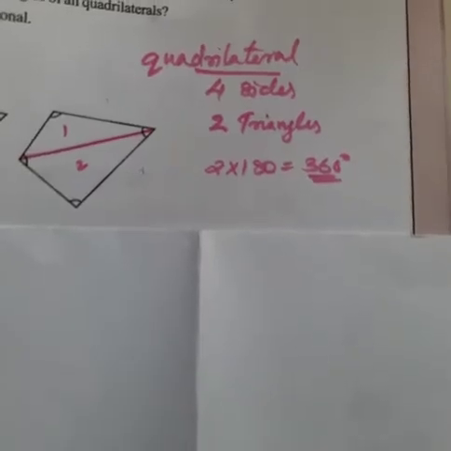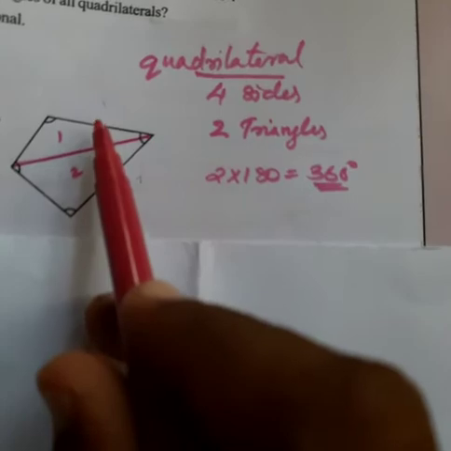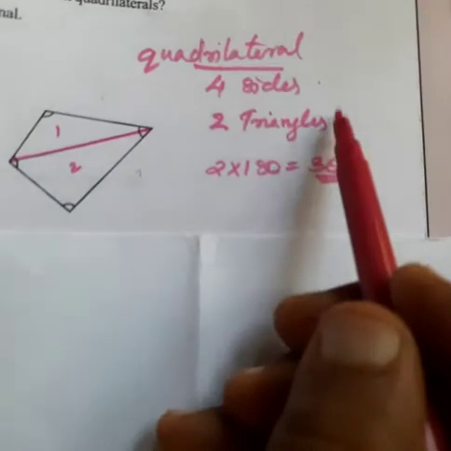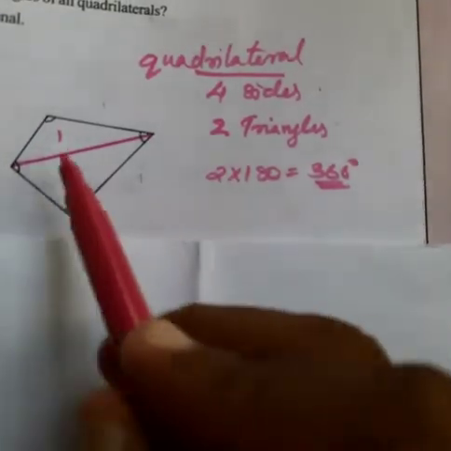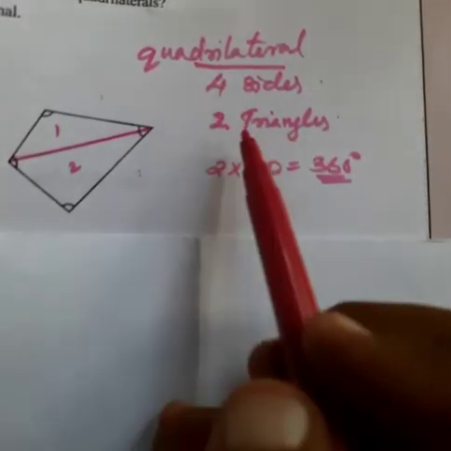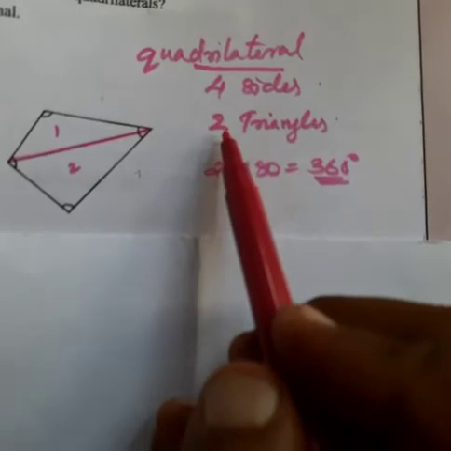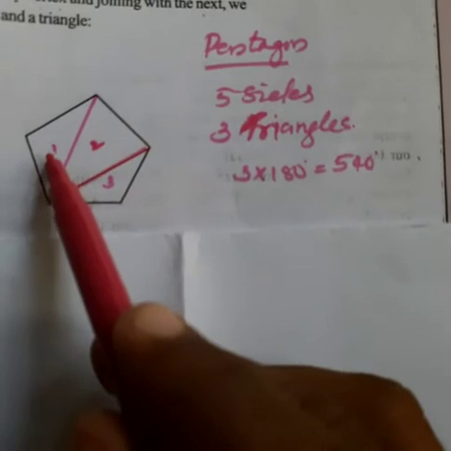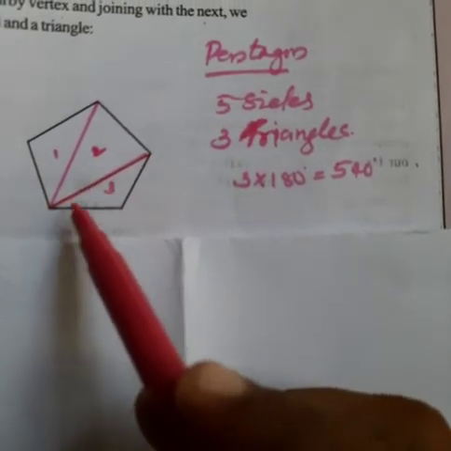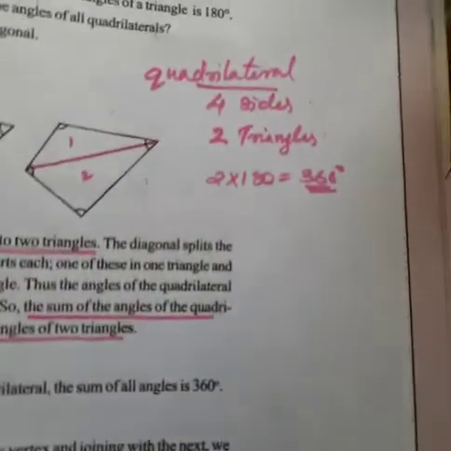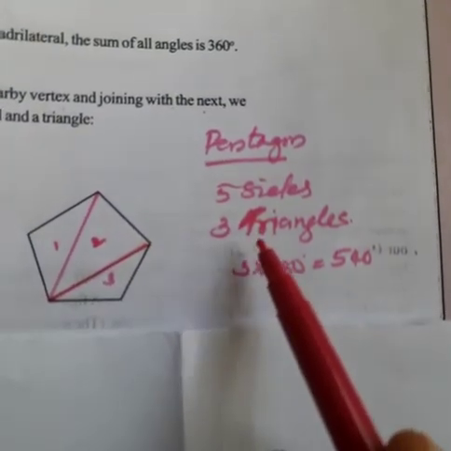See this figure. This is the quadrilateral. How many sides does it have? 1, 2, 3 and 4. 4 sides. How many triangles are there? 2 triangles. What is the sum of angles? 2 into 180, we are getting 360. So for a quadrilateral, 4 sides and 2 triangles. See this pentagon. Here how many triangles are there? 3 triangles. How many sides for a pentagon? 5 sides. For a quadrilateral, it is 4 sides and 2 triangles. For a pentagon, 5 sides and 3 triangles.